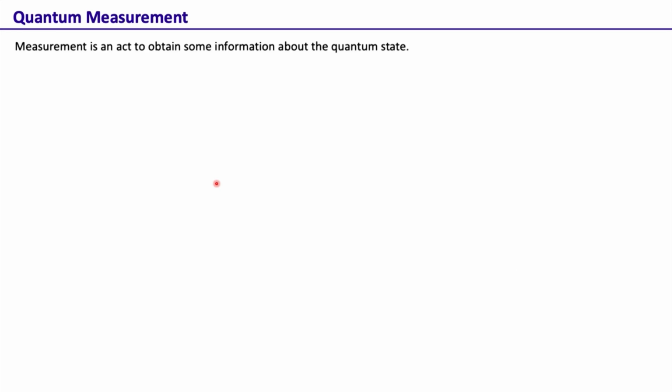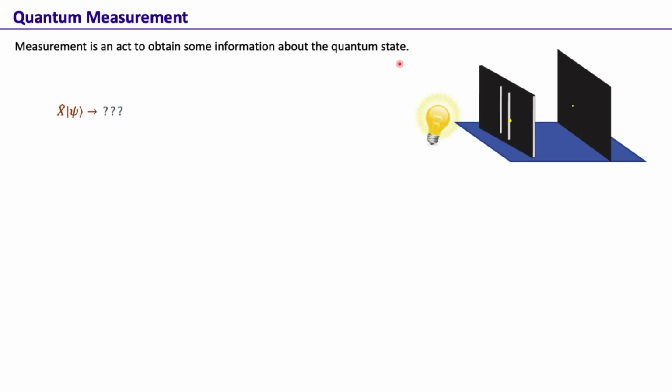In this lecture we want to study quantum measurement. Measurement in quantum mechanics is basically an act to obtain some information about the quantum state. A quantum state in quantum mechanics is usually a black box, and until we act on it with some operator, we do not obtain any information. So in order to obtain some information, we have to act on the quantum state using some operator.